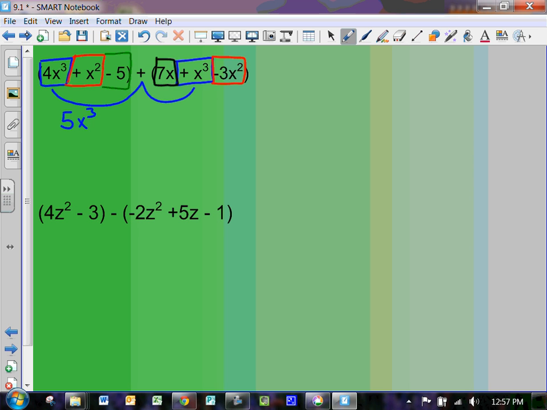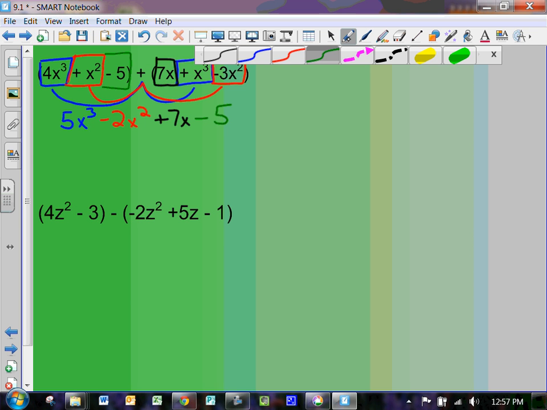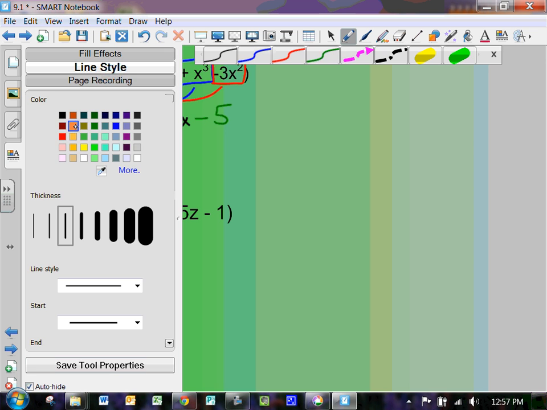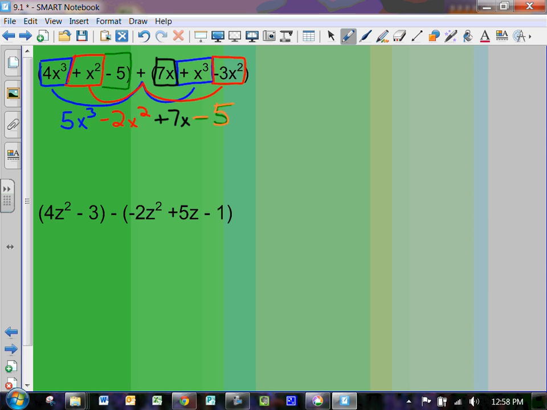In my red is my next one, so I have a positive x squared plus a negative 3x squared, which means I have negative 2x squared. My next biggest is in the black, and that's just going to be a positive 7x, because there's nothing you're adding to. And lastly, I have a minus 5. It doesn't really blend in very well, so I'm going to pick a different color for that. Let me just grab orange or something. So minus 5. Okay.